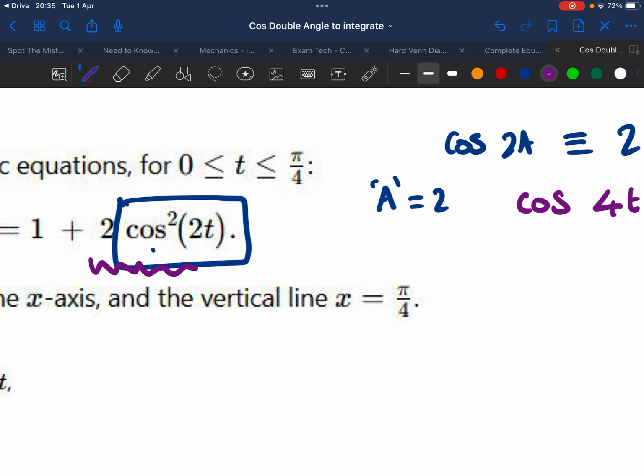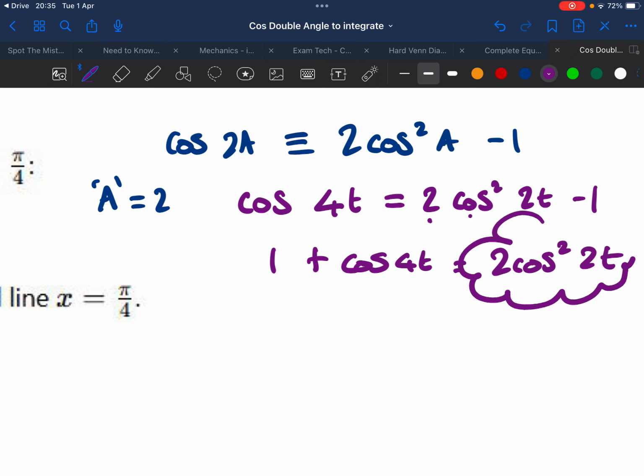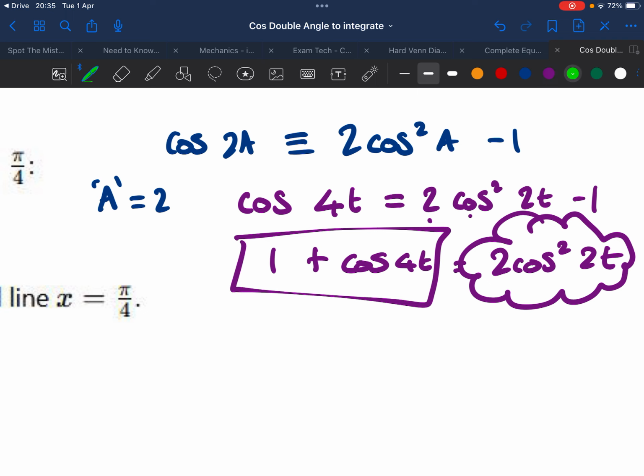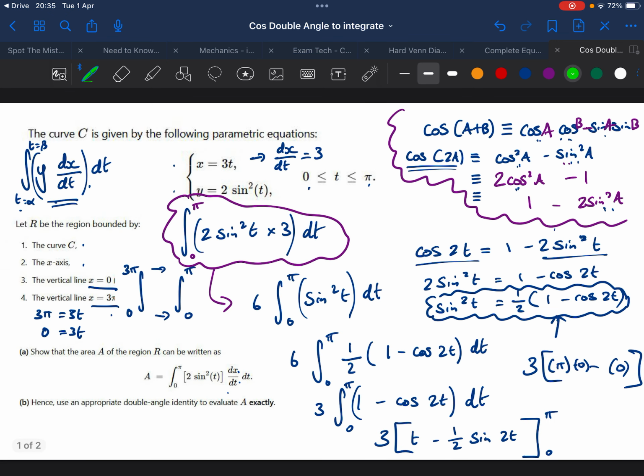My next step would be to get this on its own. Notice that the 2, that's very convenient because there's a 2 there as well. So 1 plus cos 4t is equal to 2 cos squared 2t. So when I work through the question now, I would just be substituting out that part with this bit here. Okay, so there's a reason why you'll need to know the cos double angle, which is cos, sine, sine.